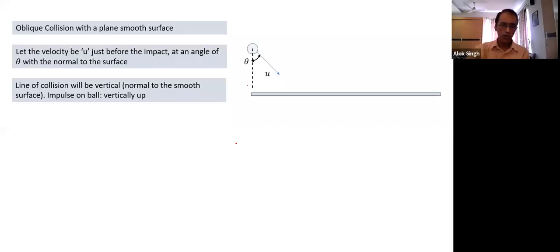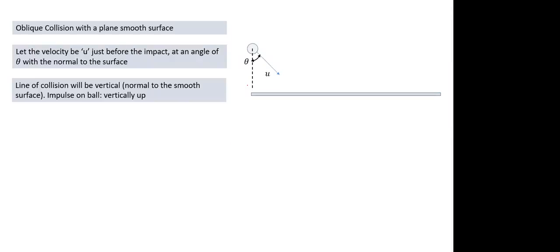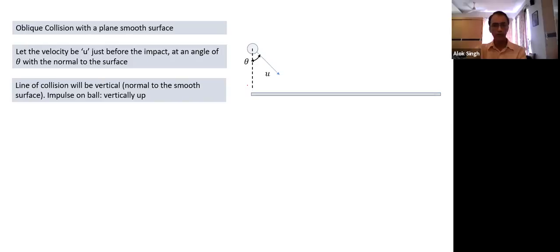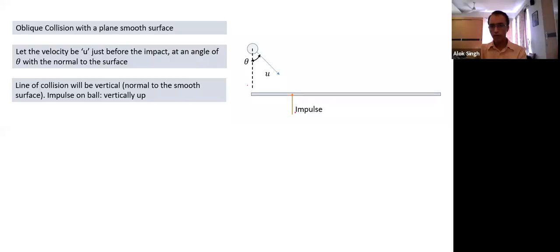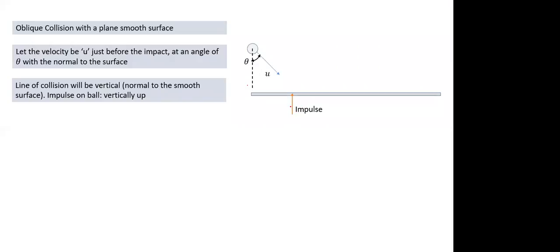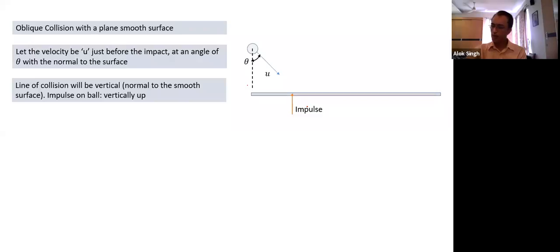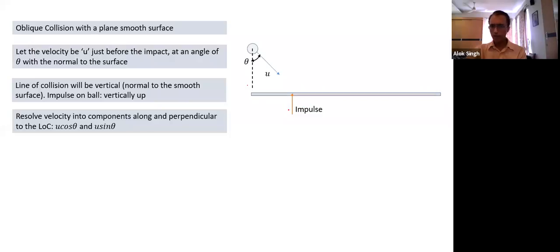In this case also, the line of collision will be vertical, normal to the smooth surface. Hence, the impulse on the ball will be vertically upwards. I hope all are clear on this point. That's the line of collision, and impulse will act in this direction. If impulse acts in this direction, momentum and velocity only in the vertical direction will change. In the horizontal direction, momentum as well as velocity will remain unchanged. So whatever is happening, collision is happening only along this line.